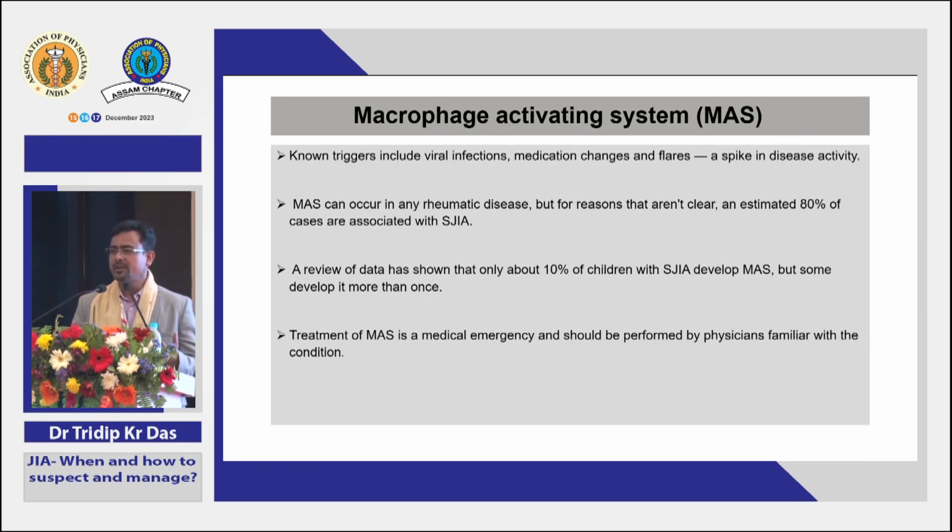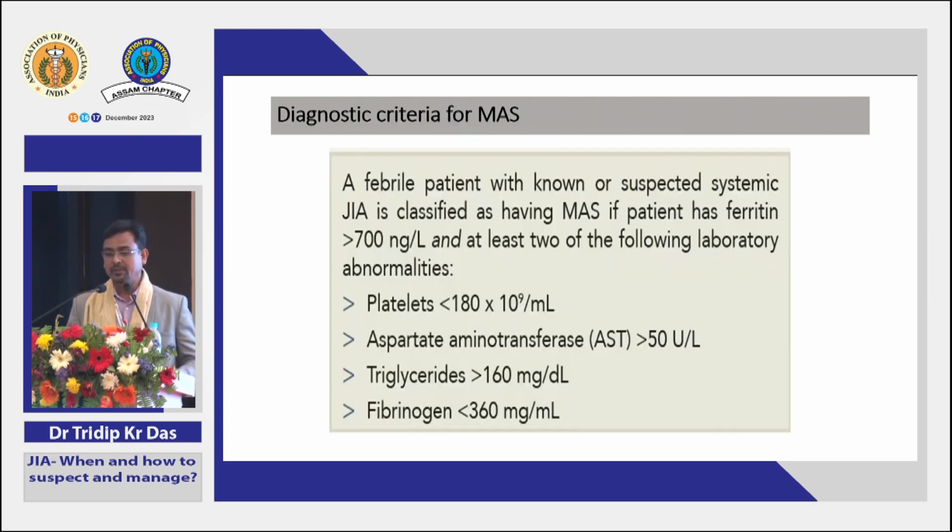So many triggering factors in a patient with systemic JIA can cause this MAS, like viral infection, medication, etc. This may be present in many other immunological diseases, but for reasons unclear, this is much more common. 80% of patients are basically suffering from systemic JIA. So treatment of MAS is a medical emergency and has to be carried out by an expert. So it has to be treated immediately.